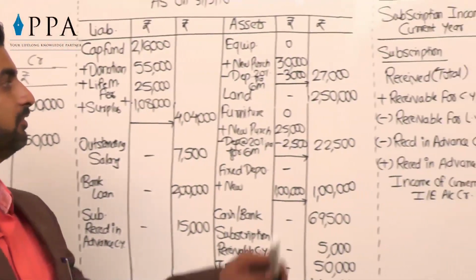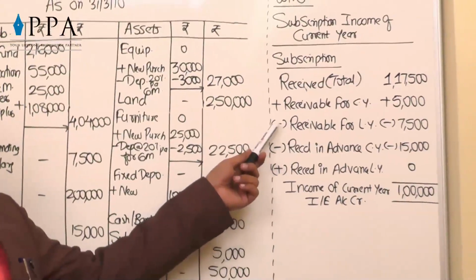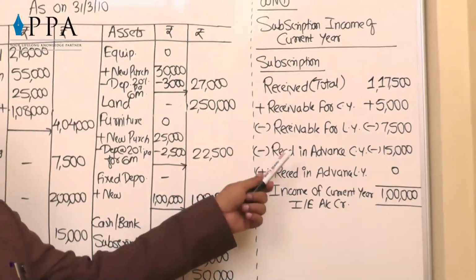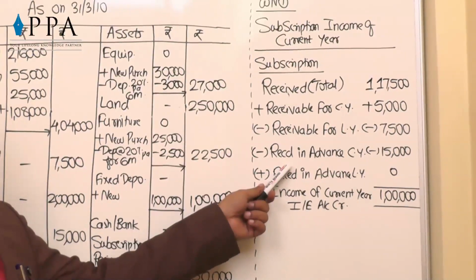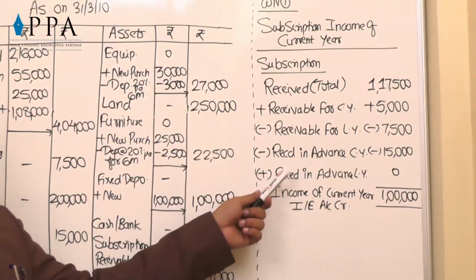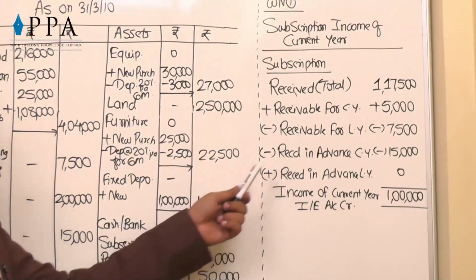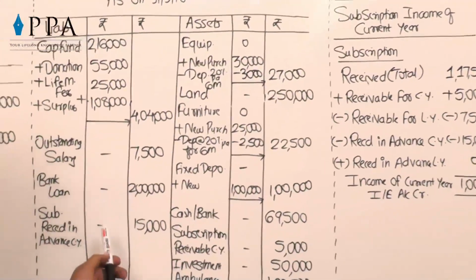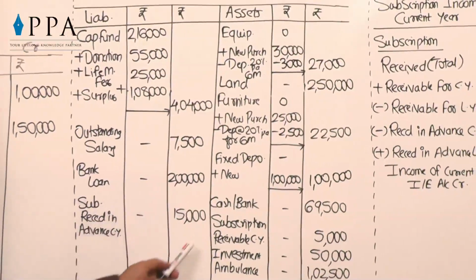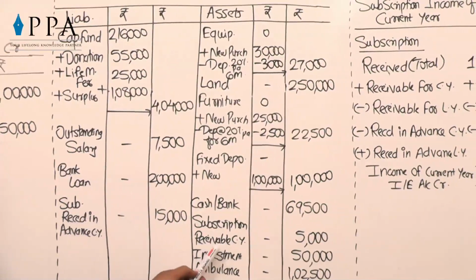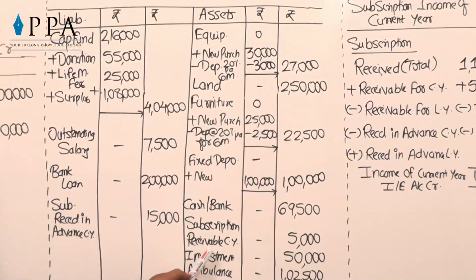As we have seen, receivable of current year is already recorded second effect in the asset side, but received in advance in current year 15,000 is our liability. Anything received in advance is our liability. Make sure that you have given the second effect in the liability side. As you can see, this is the second effect, subscription received in advance 15,000, it's a liability.